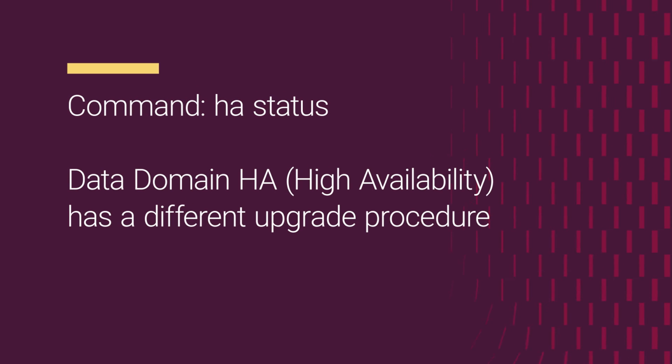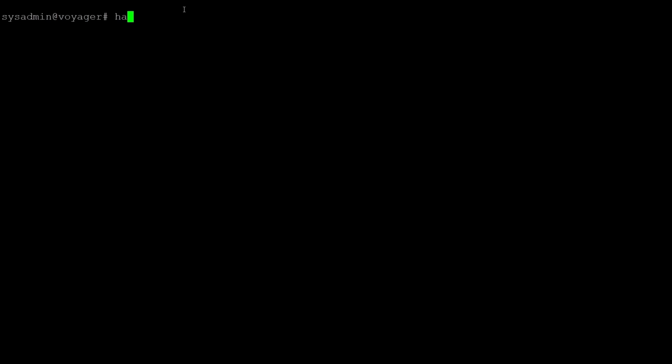Next, we'll run the HA status command. We need to be certain that the Data Domain is not part of a high availability pair, as that has a separate upgrade procedure. We expect to see that the command is not available on this node. And there we have it.